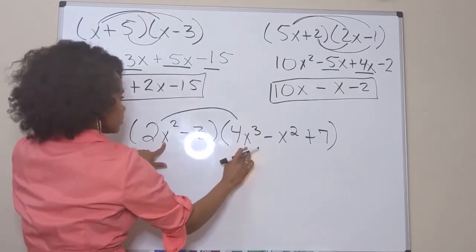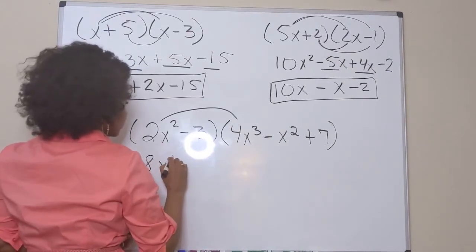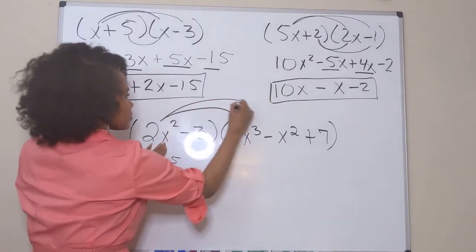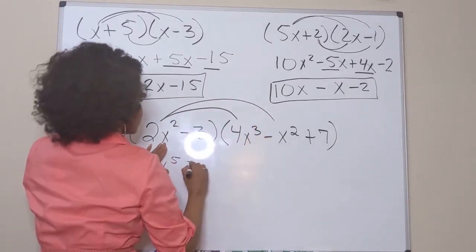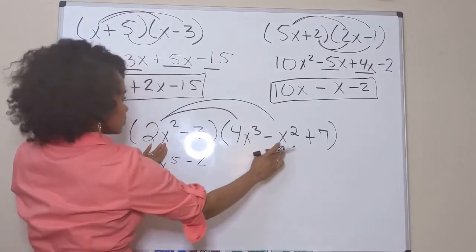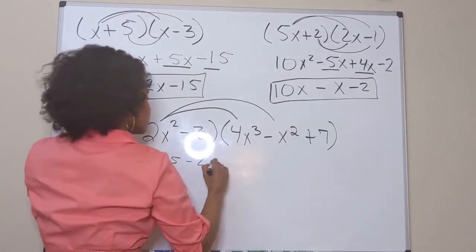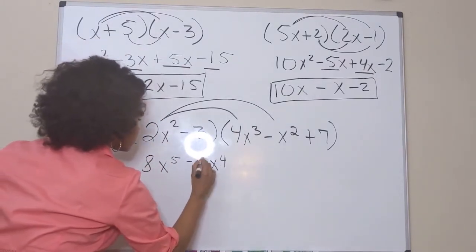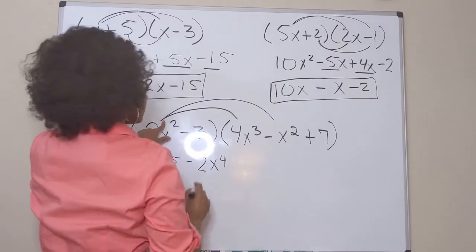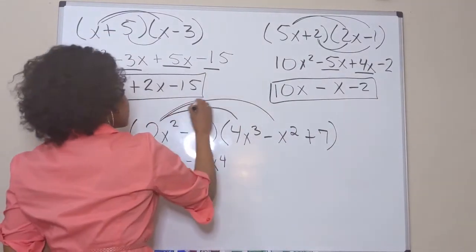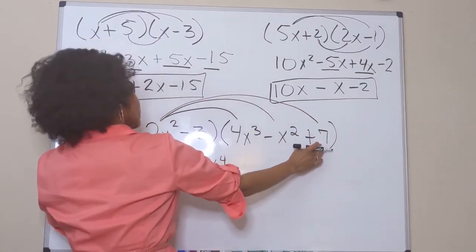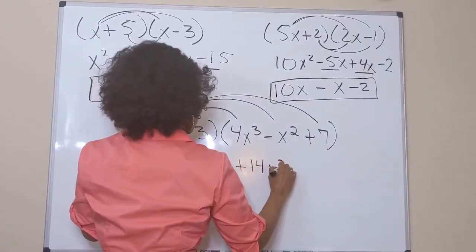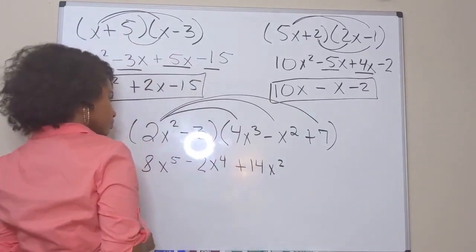So that third problem, I'm multiplying 2x squared times everything in that second polynomial. 2 times 4 is 8, and adding those exponents, x squared and x to the third is x to the fifth. And then 2x squared times negative x squared will give me negative 2x to the fourth because I'm adding those exponents. And then 2x squared times 7. 2 times 7 is 14. That 7 does not have any variables, so I bring over the x squared.